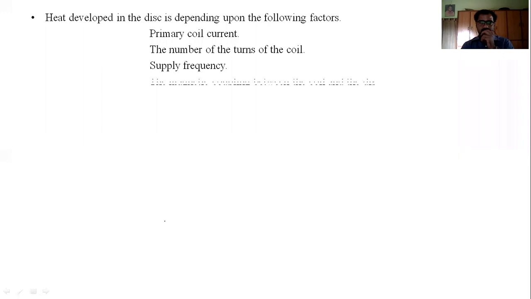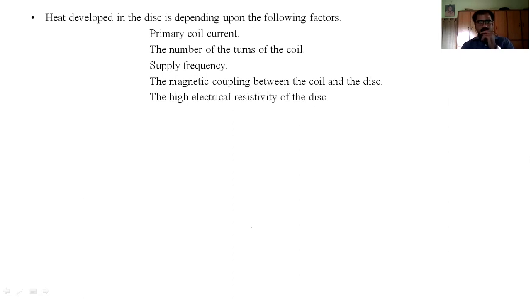It also depends on the mutual induction and the magnetic coupling between the coil and the disk, because if the distance between this coil and the disk is very far, then what is going to happen? The strength of the magnetic flux depends upon the strength of the copper coil which you have considered. So based upon the distance between the coil and the disk, the magnetic coupling effect also takes place. And also the high electrical resistivity of the disk.